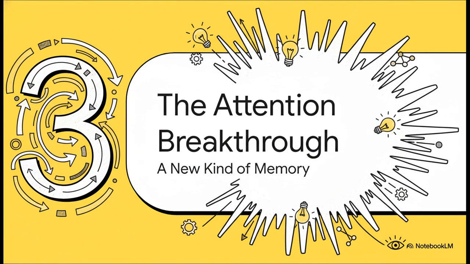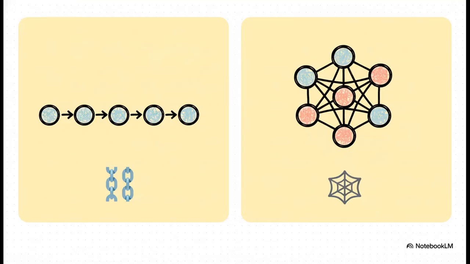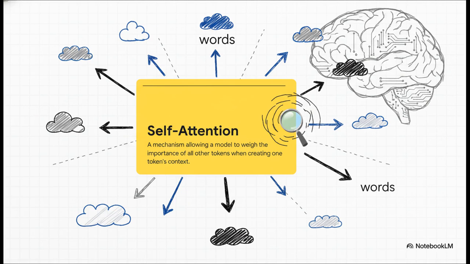So how did we finally smash through that memory barrier? We did it with a truly groundbreaking idea called attention. And believe me, this was an absolute game changer. This slide just shows the difference perfectly. The old way, the RNN, is like a chain. Information has to be passed from one link to the next, and it gets weaker with every step. But with attention, it's like a web. Every single word has a direct connection to every other word. There's no more waiting, no more information loss. It's instant. This incredible new superpower is called self-attention.